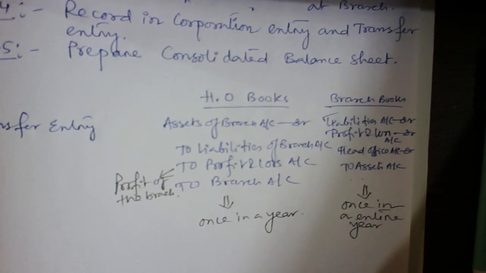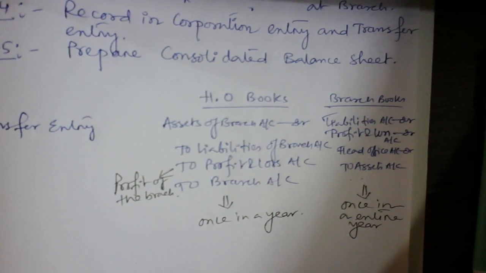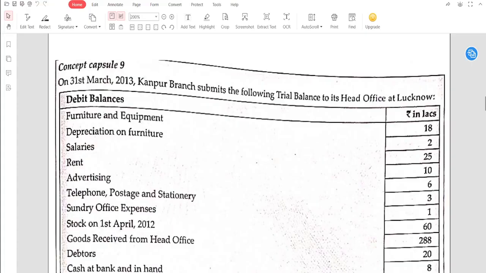Branch account, CMA. See, now this is the concept capsule line. This is the concept capsule line that we need to do, and it is based on the consolidated question. Now चलिए एक एक करके read करते. On 31st March 2013, कानपुर branch submits the following trial balance to its HO at Lucknow.